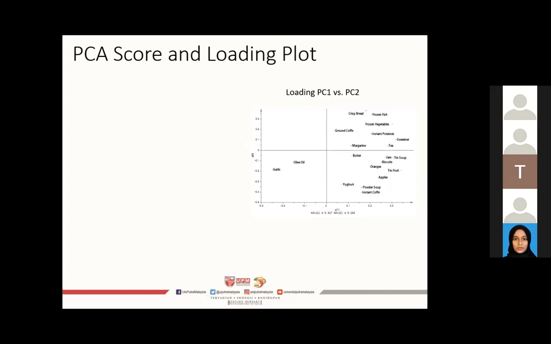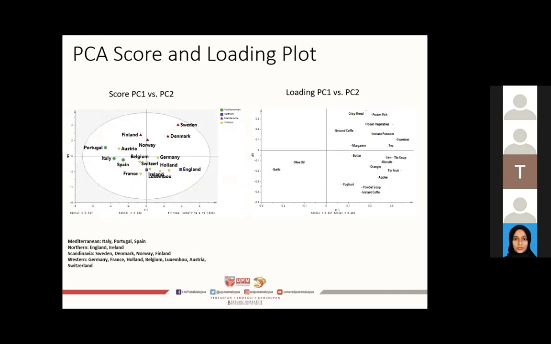I have included the score plot here to help you see which variable in the loading plot relates to the samples located in the same direction. The corresponding loading plot shows garlic and olive oil in one discriminating group of variables. These two provisions are often consumed in the Mediterranean countries. Crisp bread, frozen fish, and frozen vegetables are eaten extensively in the Scandinavian countries, while the Western European countries drink instant coffee and eat powder soup.